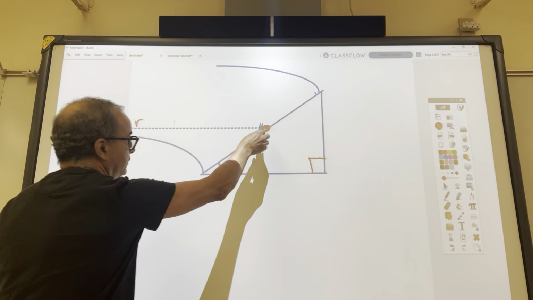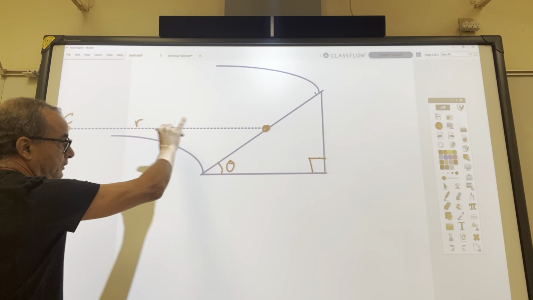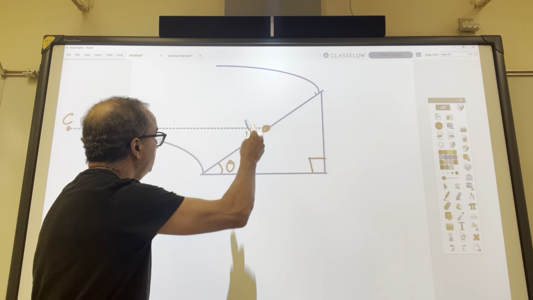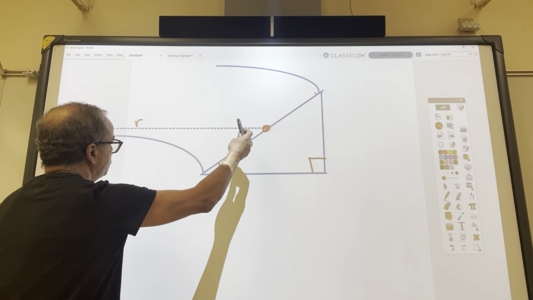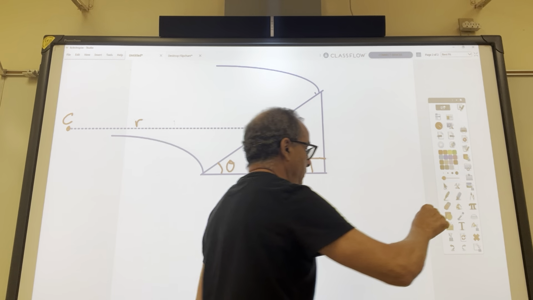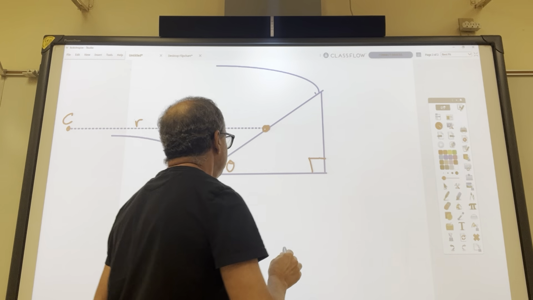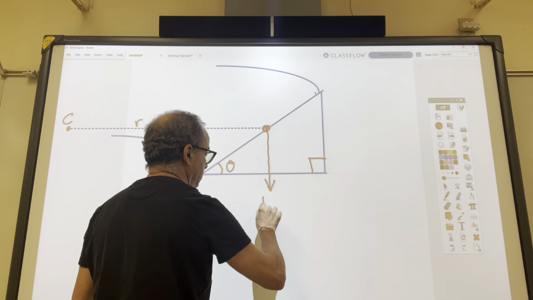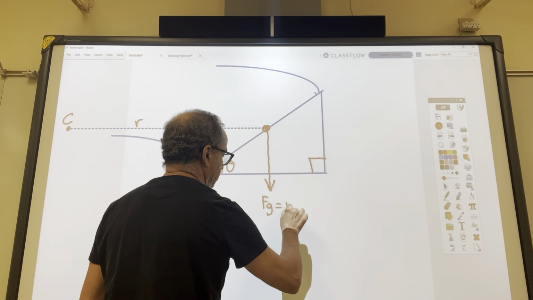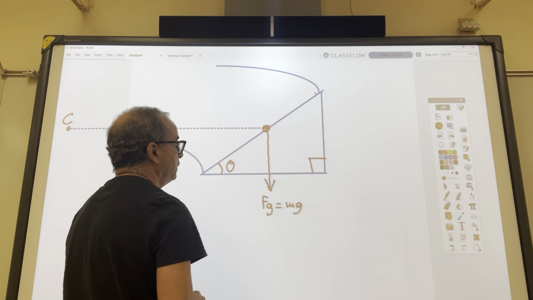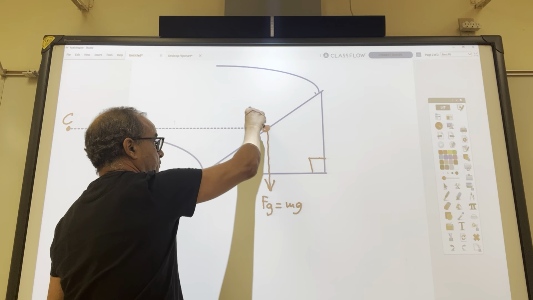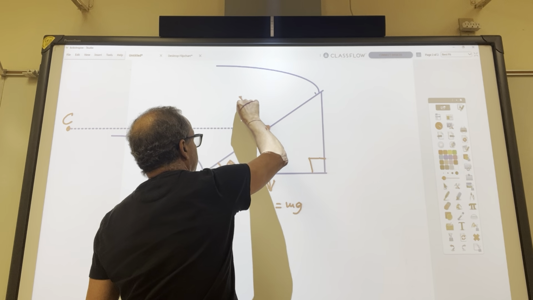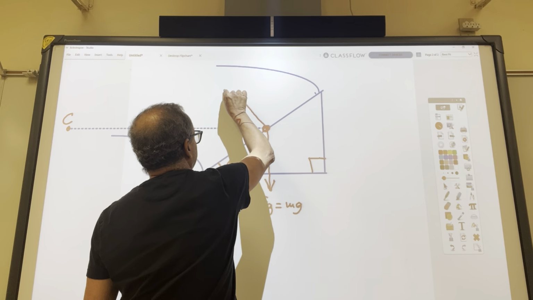So the car is going to accelerate to the center. It's the centripetal acceleration that we were talking about in the previous video. So we're going to need the forces that are applied to the car. The first one is the force of gravity, Fg equals mg. Then you're going to have a normal force that's perpendicular to the surface, so it's going to go up this way. That's Fn.